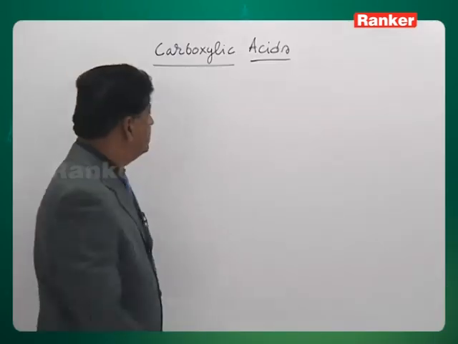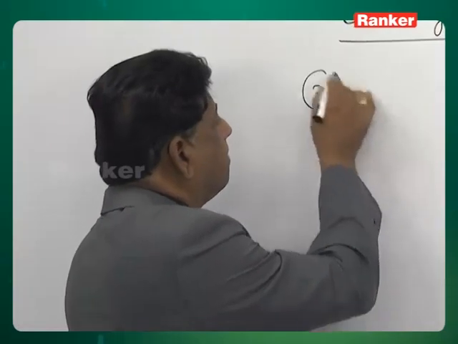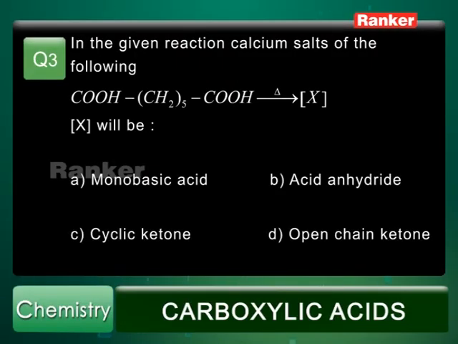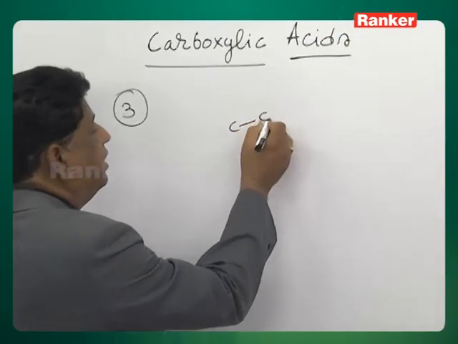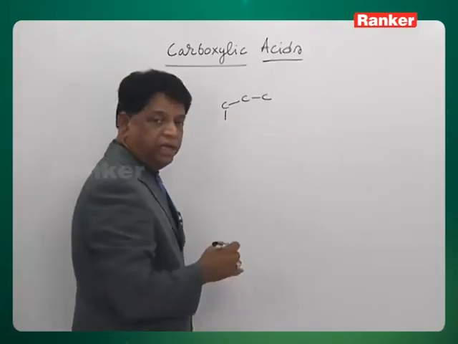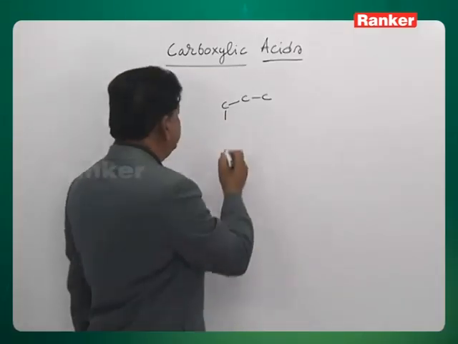So let us go to question number 3. In the given reaction, the calcium salt of a dicarboxylic acid is given and it is treated with only heating. This is called pyrolysis. Pyrolysis of the calcium salt undergoes a reaction. We have a conceptual reaction here. For example, how many carbons have we taken? 5 plus 2, 7.